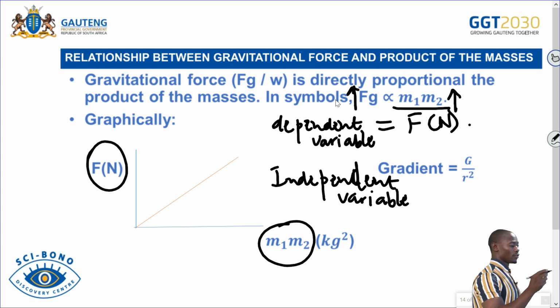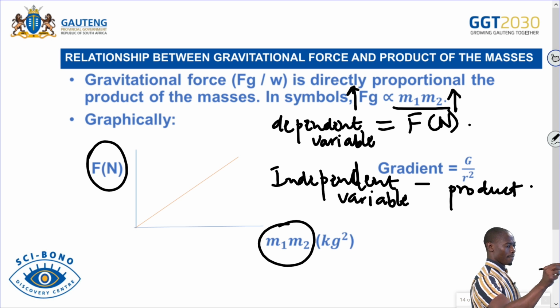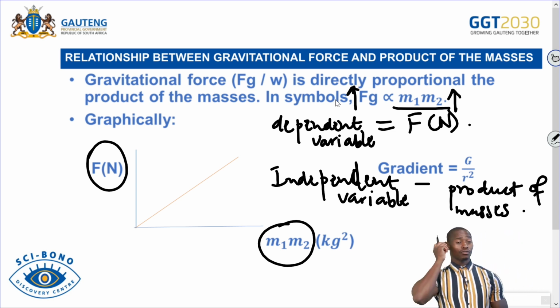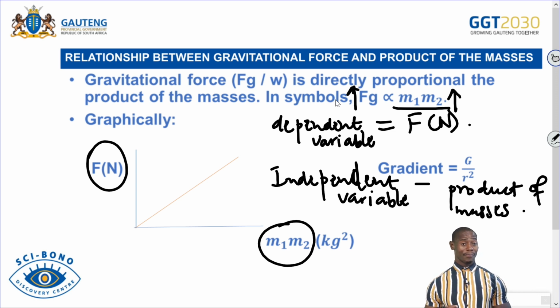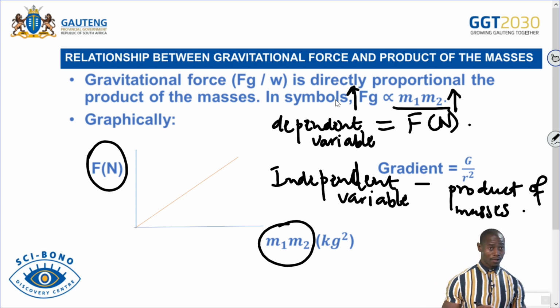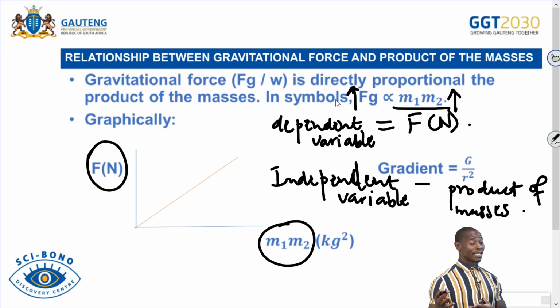Independent is always along the horizontal axis. In this case, it is the product of the masses. Now I want us to focus on the relationship, and then the physical quantity represented by the gradient of this graph.